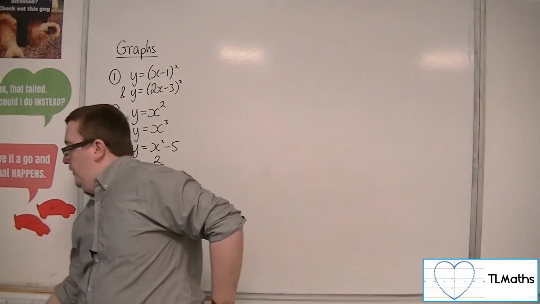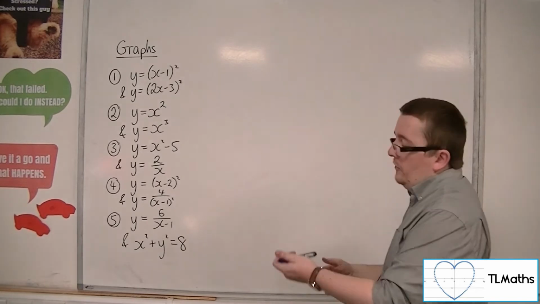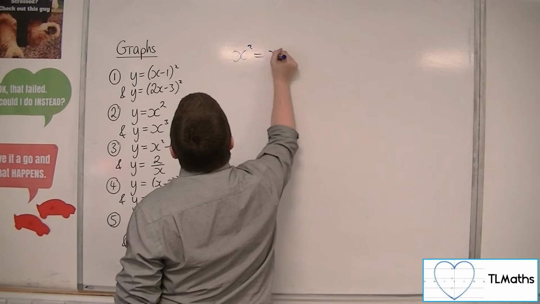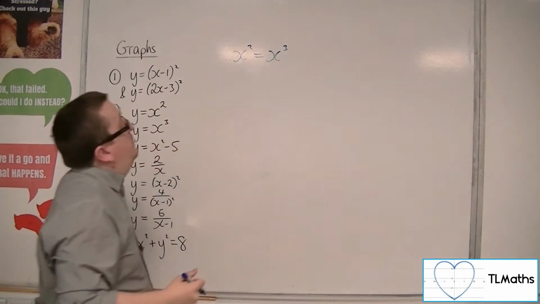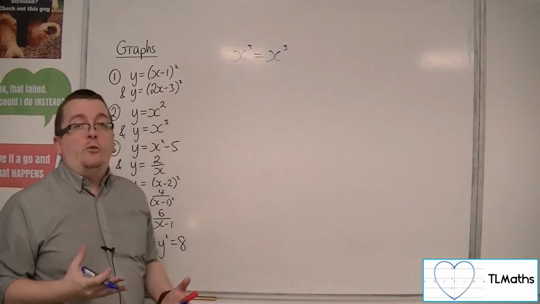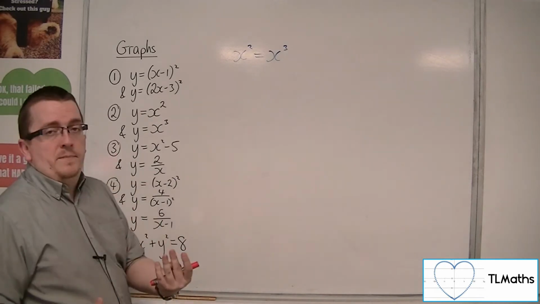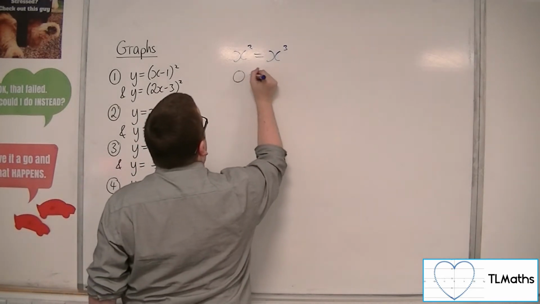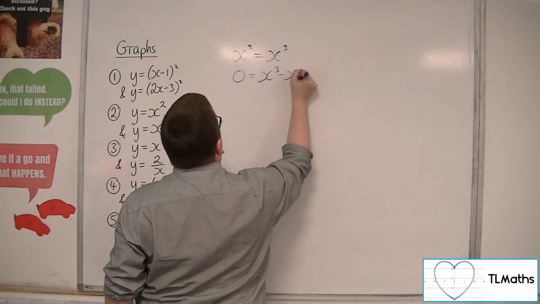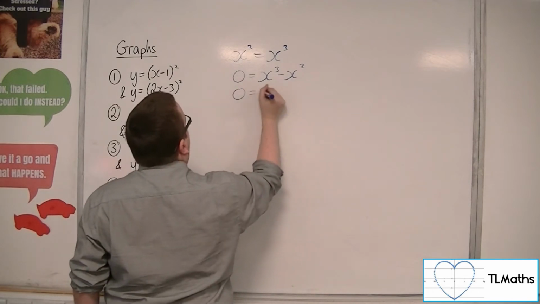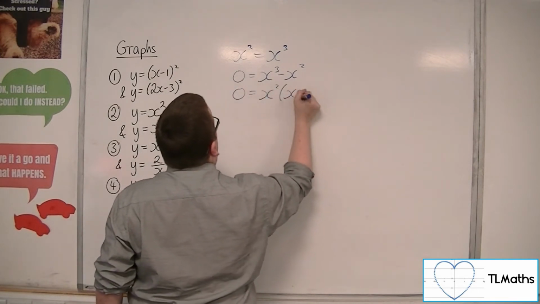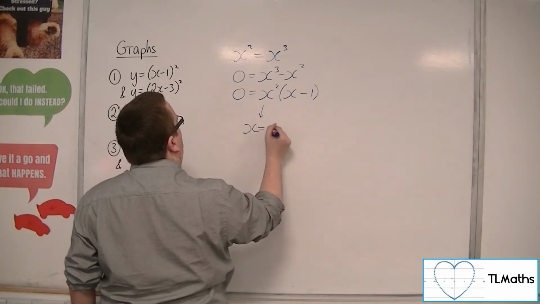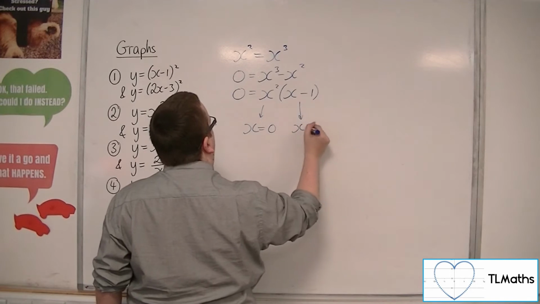Next up we've got y is equal to x squared and y equals x cubed. So we're going to put one equal to the other, so x squared equals x cubed. Now it would be very tempting to divide both sides by x squared at this point, but we can't because that will lose us solutions. So I'm going to subtract the x squared from both sides. Then I need to factorise that, and I get x squared times (x minus 1). So either x is 0 or x is 1.